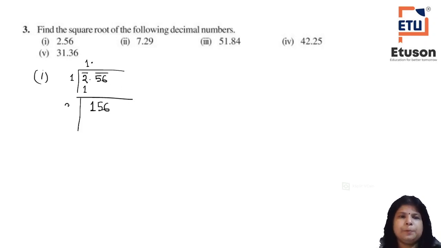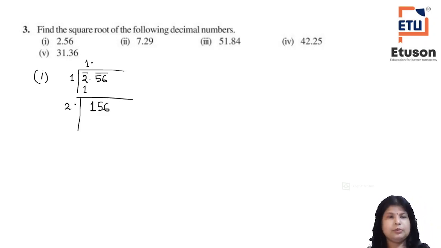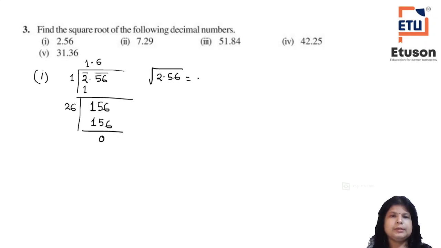Then you have 2 here. So now you can take 2, 6. So 0.6 and your answer is 156 and the remainder is 0. So square root of 2.56 is nothing but equal to 1.6. Right?